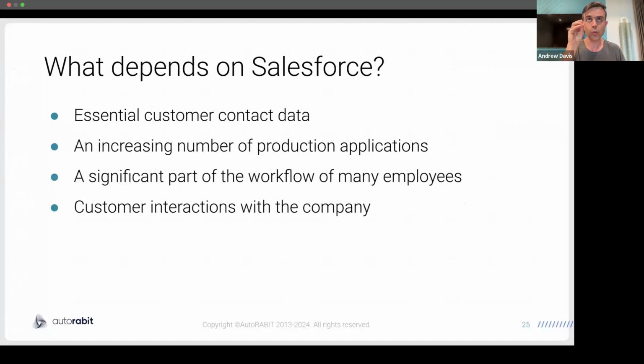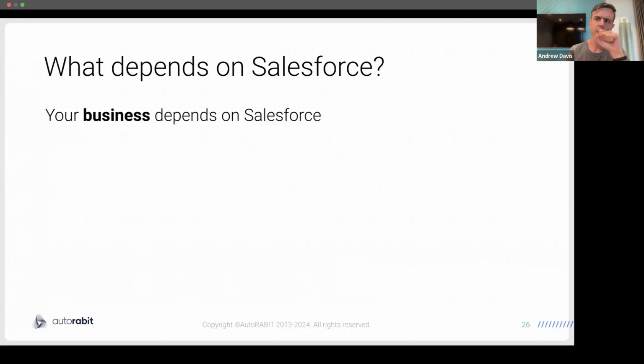But if we ask, what depends on Salesforce? The crown jewels of your company's data, your essential customer contact data, not to mention the potential and actual deals that you've got in play with them. Typically now there's an increasing number of production applications for managing many, many different aspects of the business. Salesforce is trying to be everything for everybody. Many, many people's daily lives involve logging into Salesforce at least once a day, if not all day, every day. And many customers' interactions with the company are also through Salesforce. So if you look at all of that, the storage of data, all of the use cases, you realize that actually your whole business has become entangled with Salesforce, for better or for worse, right? Your whole business depends on Salesforce.